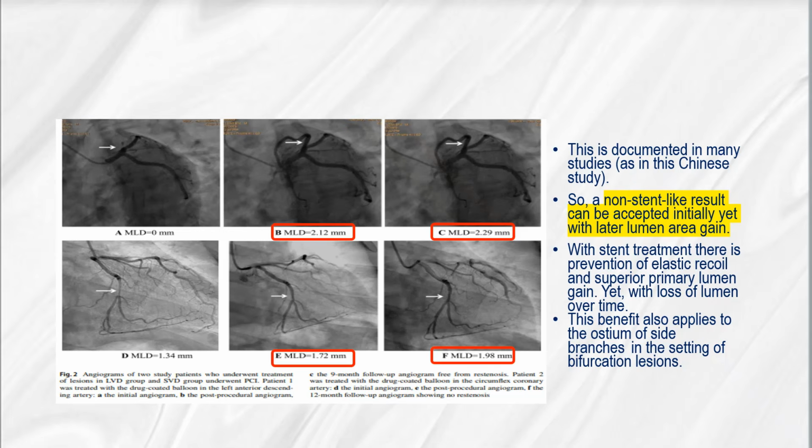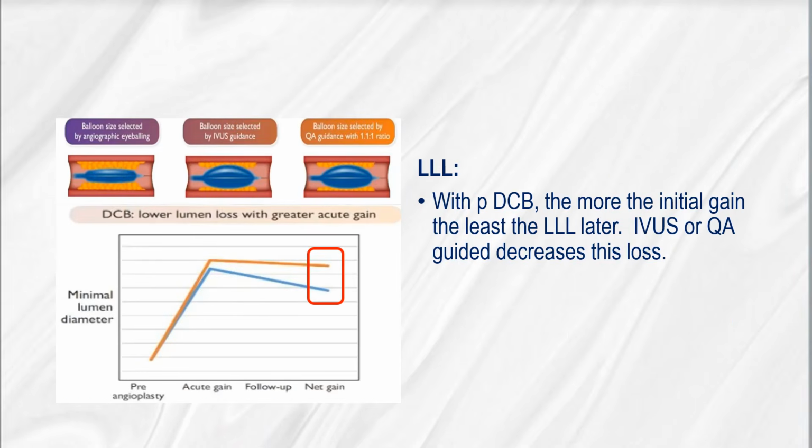With stent treatment, there is prevention of elastic recoil and superior primary lumen gain, yet with loss of lumen over time. This benefit also applies to the ostium of the side branches in the setting of bifurcation lesions. Also, with paclitaxel drug-coated balloon, the more the initial gain after balloon dilatation, the better the result in late lumen loss, especially if IVUS or QCA guided.